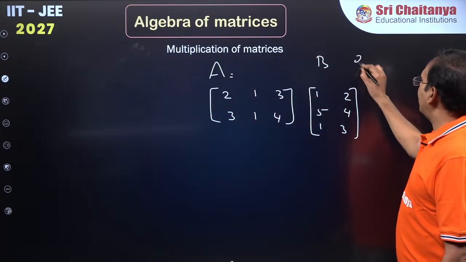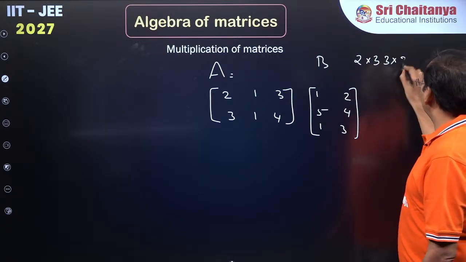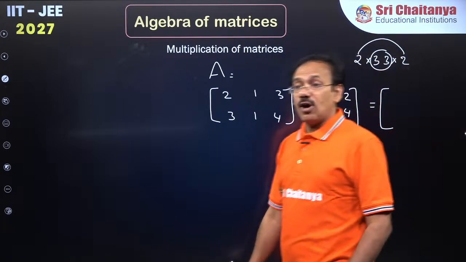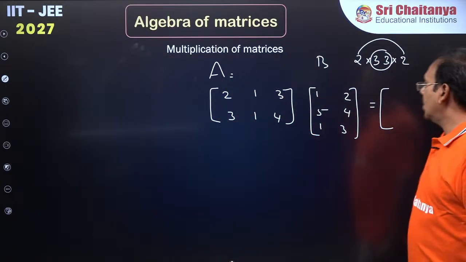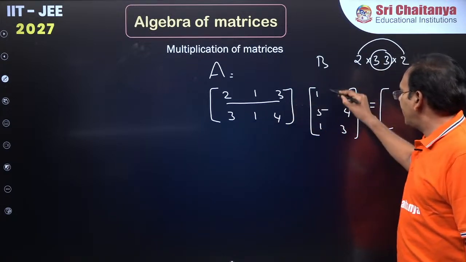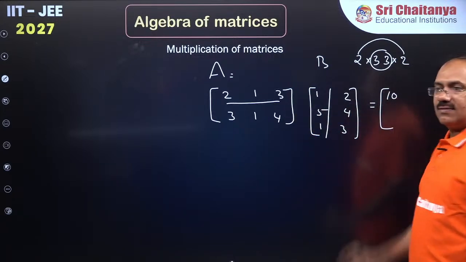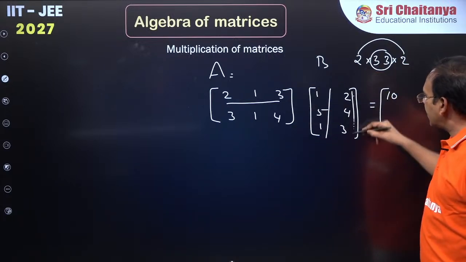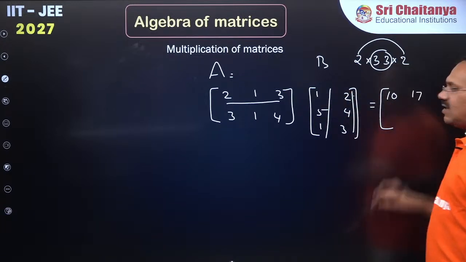A matrix has 2 by 3 order, B matrix has 3 by 2. These two are the same, so the product gives a 2 by 2 matrix, right? Now start with first row, first column: 2 plus 5, 7 plus 3, 10. Correct? Then continue with the first row, second column: 4 plus 4, 8 plus 9, 17.